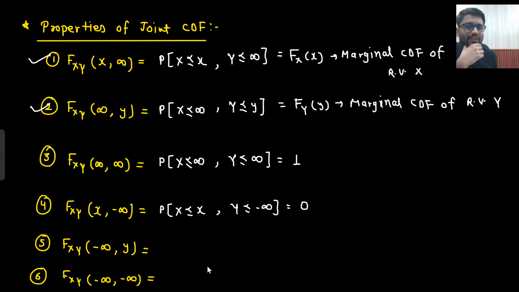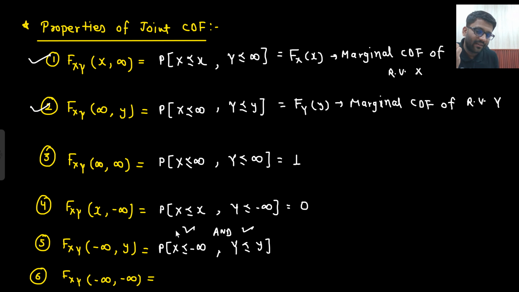What do you think? What will be the answer of this one? Probability of random variable x taking value lesser than equals to minus infinity, not possible, right? This is possible, but this is not possible. In between there is and. Since this is not possible and one thing is possible, that means you cannot satisfy both of the conditions. So what will be the answer? 0. Answer would be 0.